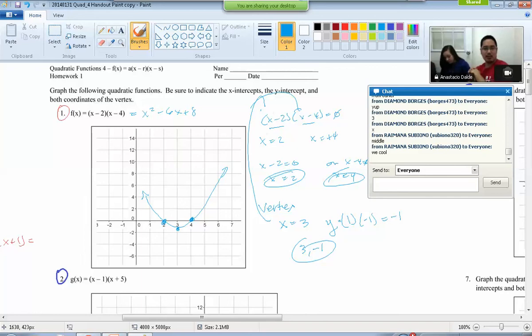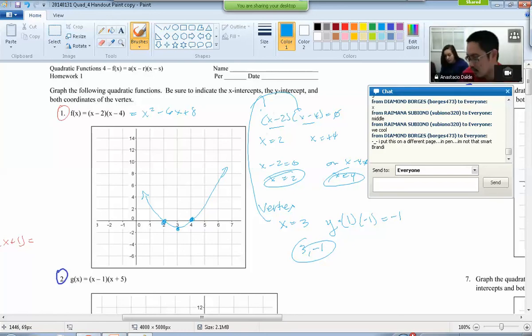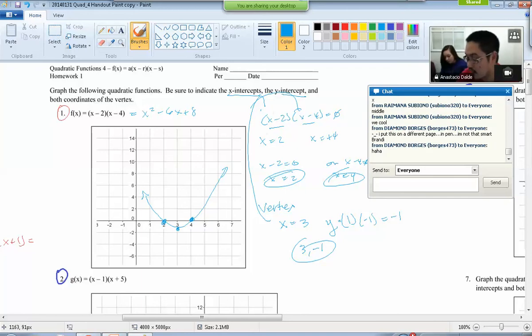Oh, you want me to tell you what the y-intercept is as well. That's pretty easy to do. You guys want to know how to do that? Because it asks me, What are the x-intercepts? What's the y-intercept and what's the vertex? All right, fine. The y-intercept is pretty straightforward. How do I figure out the y-intercept of something?